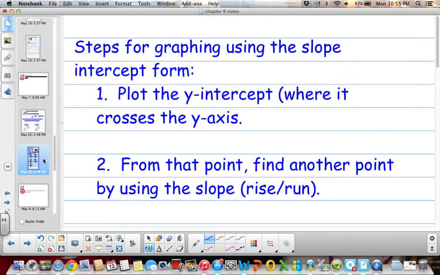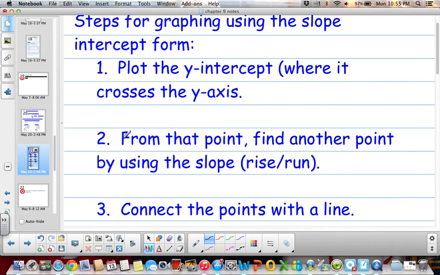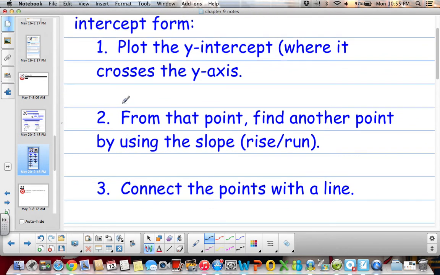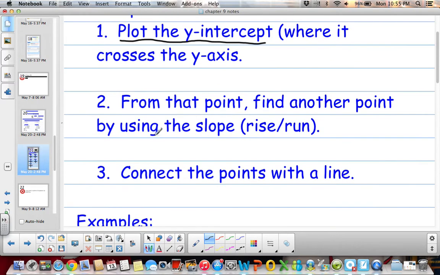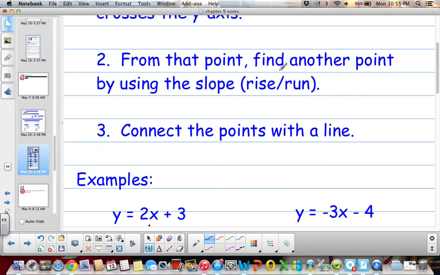All right. How do we graph using slope-intercept form? This would be important to include in your notes. Step 1, plot the y-intercept, which is where it crosses the y-axis. Step 2, from that point, find another point by using the slope, which remember is rise over run. And then we connect the points.